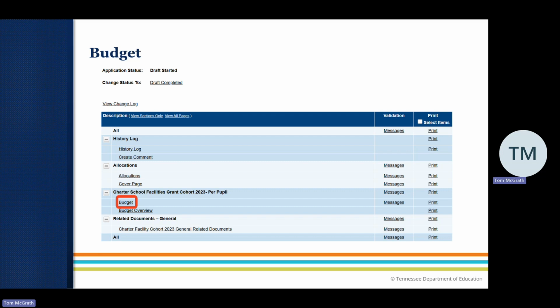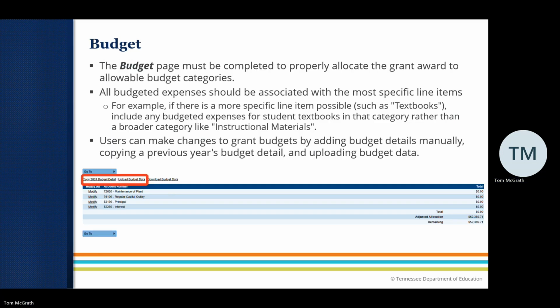The next section you'll need to complete is the budget. This is the most substantial section. The budget page must be completed to properly allocate the grant award to allowable budget categories. All budgeted expenses should be associated with the most specific line items. For example, if there is a more specific line item possible, such as textbooks, include any budgeted expenses for student textbooks in that category rather than a broader category like instructional materials.